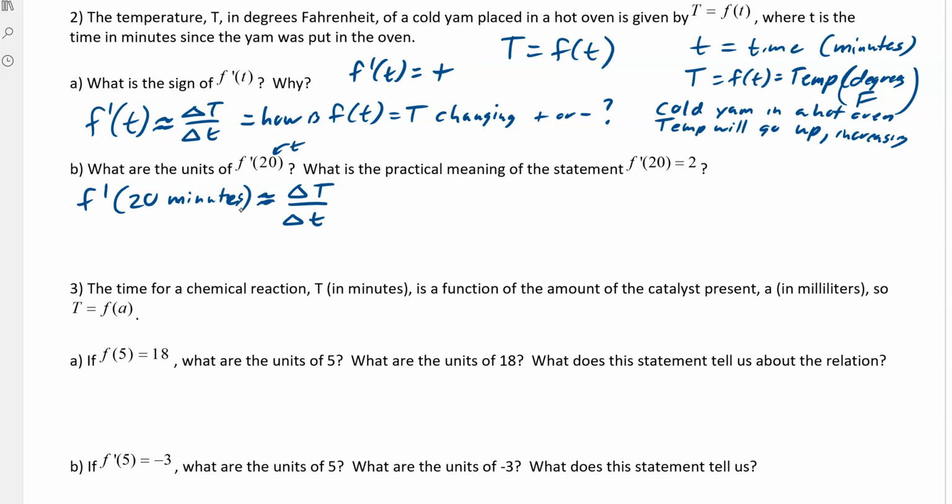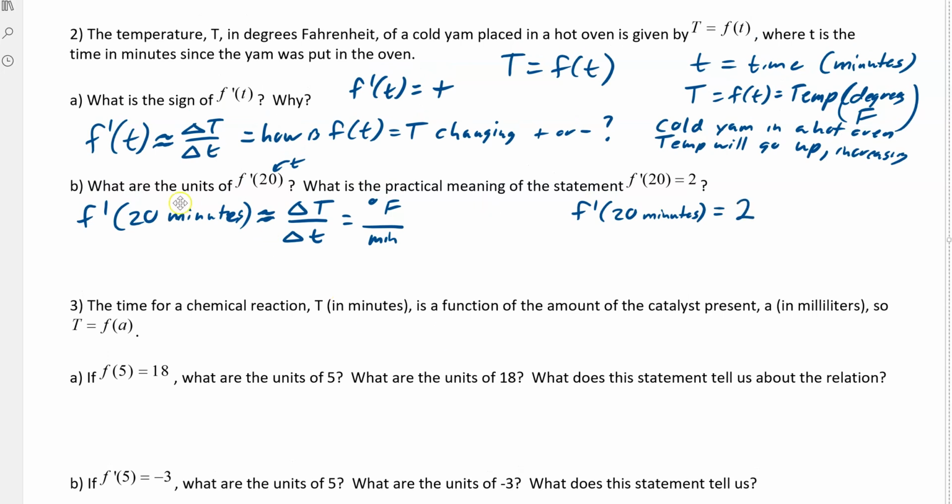Okay, so if we go back to our units, the capital T represents the temp. And what we want to write is the actual units, so degrees Fahrenheit. And the little t is minutes. So what are the units of F prime of 20? They're degrees Fahrenheit per minute. So now let's put all this together and find out what the practical meaning of this statement is with units. So F prime of 20, the 20 would be minutes, and you always put units on them before you make a practical meaning of a statement. So once you have units, everything's going to make sense. So this is what we would have at the end: degrees Fahrenheit per minute.